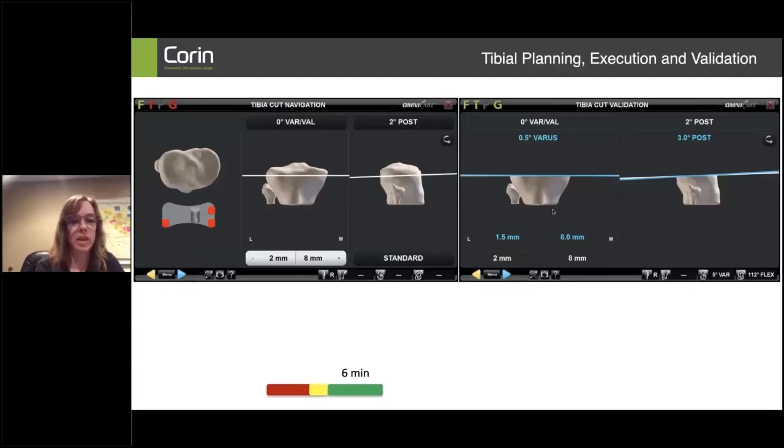So here you can see that I have decided that I'm going to take 8 millimeters medial and 2 millimeters lateral, shooting for a 0-degree varus valgus cut and 2-degree posterior slope. You as a surgeon can determine exactly how you want to do this. These parameters are not set for you. This is your judgment. So I've made the cut, and then on the right-hand side of the screen, I have validated it, and you see you're off a little tiny bit. This is what we got. I accepted this. 6 minutes additional elapsed.